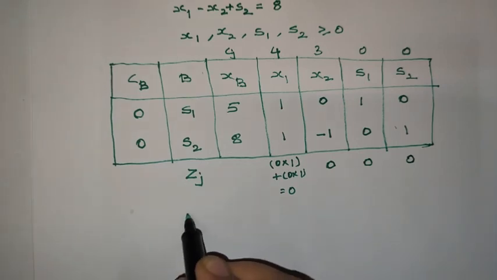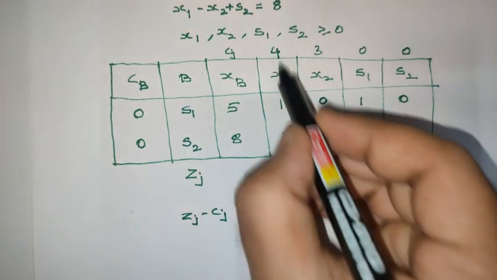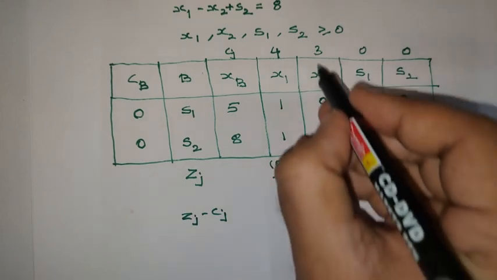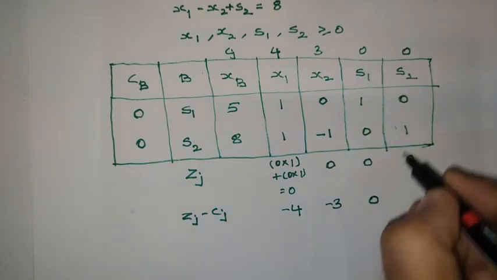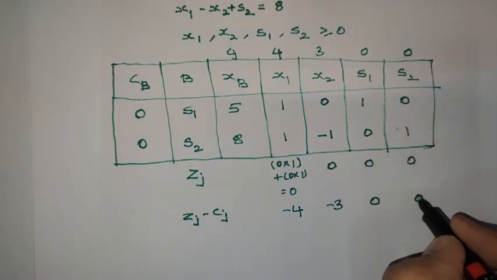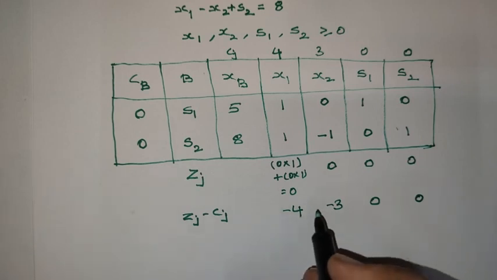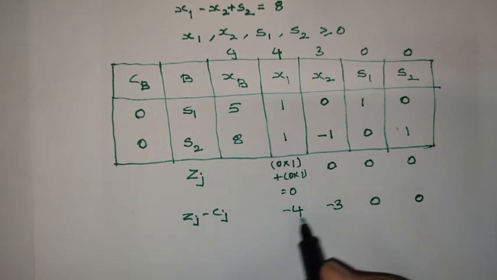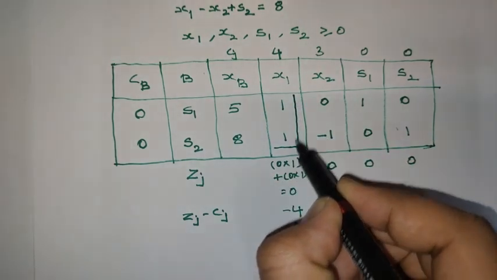Next, calculate Zj minus Cj: 0 minus 4, minus 4; next 0 minus 3, minus 3; and next 0 minus 0, 0; 0 minus 0, 0. So in the Zj minus Cj values we got negative values, so we need to go for the next iteration. Select the most negative value. What is the most negative value? This one. So this will become the key column.